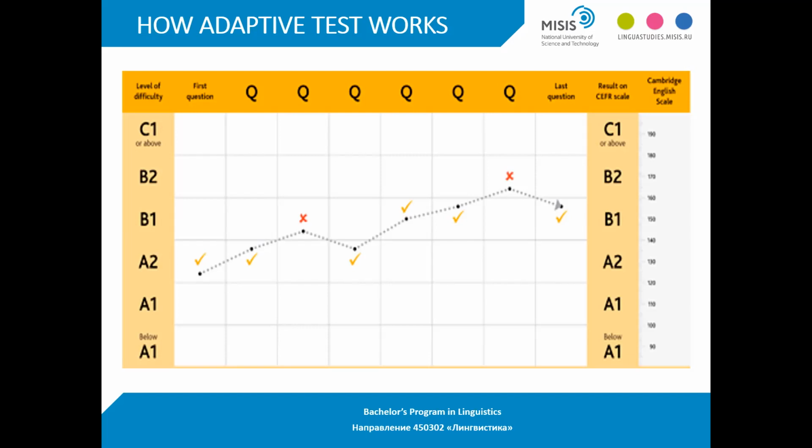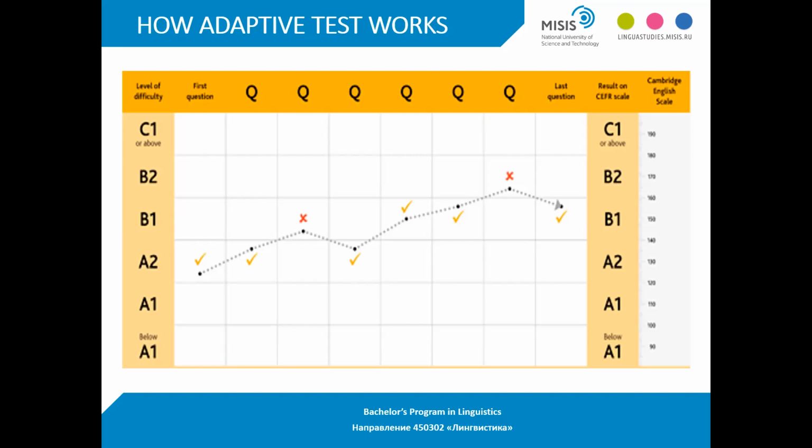But in this case, our candidate was successful, so he was given a higher level B1 test, then again higher B1, then B2, no, he didn't cope with B2, then again back to B1. Since the majority of his answers, 3 answers out of 4 at B1 level, were successful, his actual or her actual level is B1. And this technology is very widely used in all kinds of placement tests.